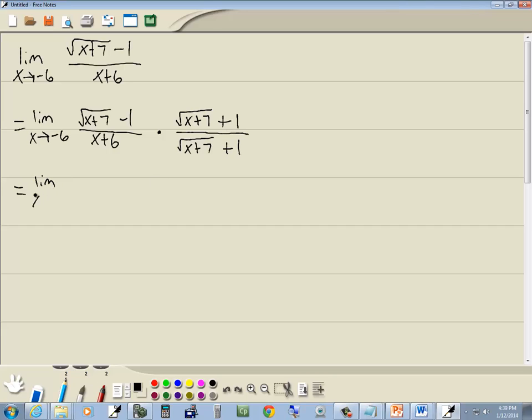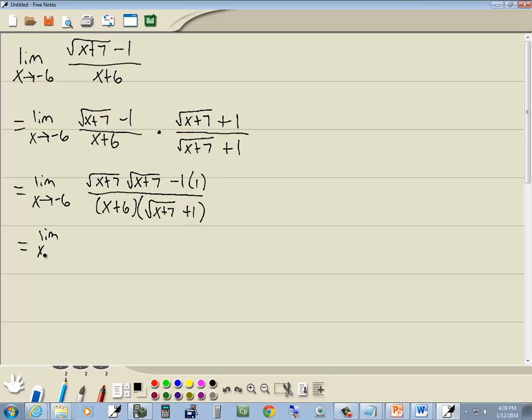Okay, so we've got the limit as x approaches -6. The nice part about conjugates is all you have to do is multiply your first parts together and your last parts. So square root of x plus 7 times square root of x plus 7, and minus 1 times 1. Down below, I'm not going to actually multiply those together, just put them next to each other. So I've got x plus 6 times square root of x plus 7 plus 1.